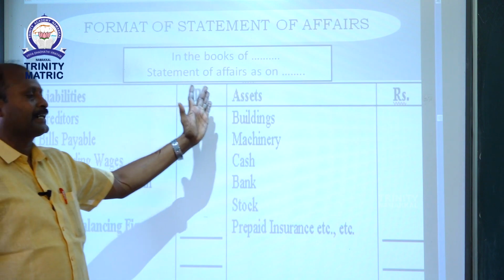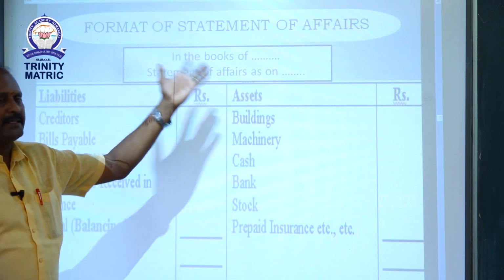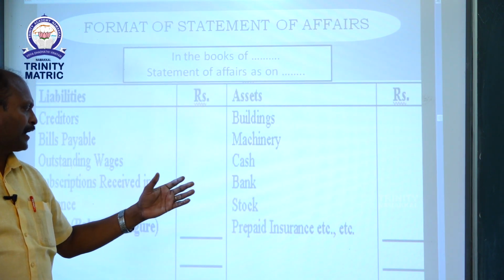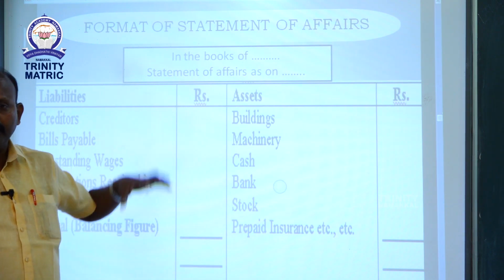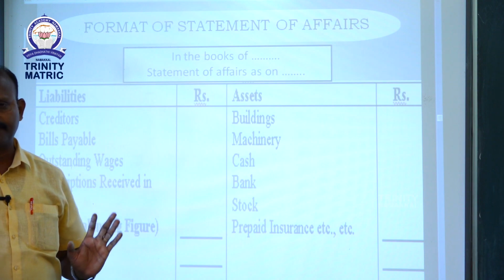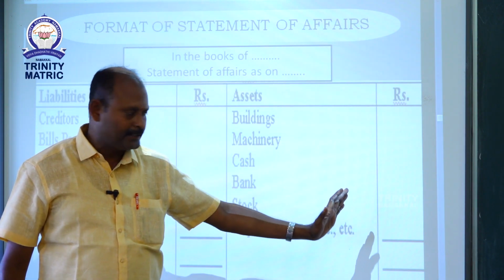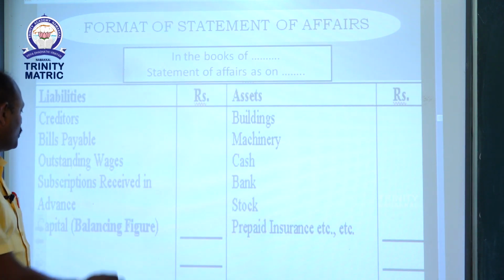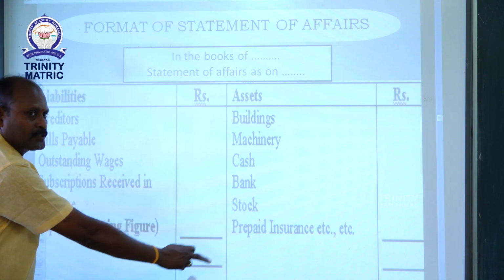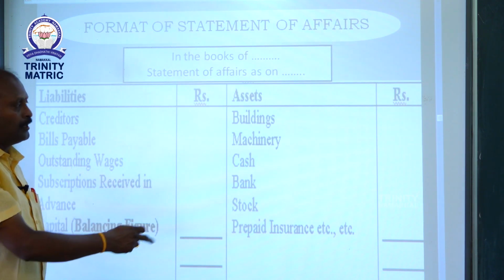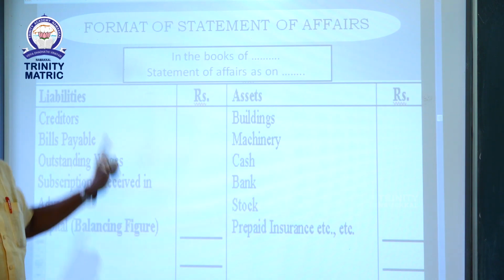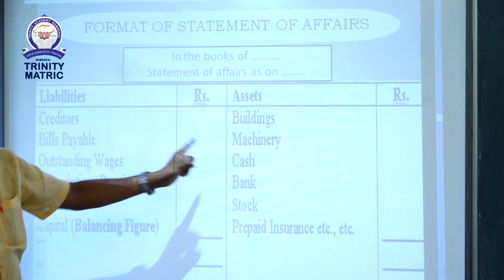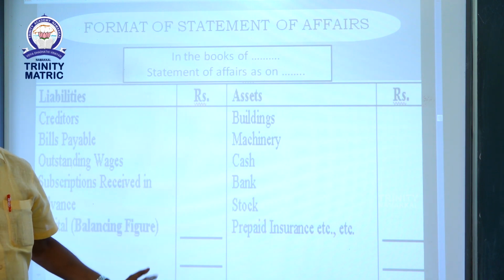And on the asset side, all the current assets and fixed assets appear: building, machinery, cash, bank, bills receivable, prepaid insurance, accrued income. All this information is recorded on the asset side. Always the asset side is greater than the liability side, so the difference amount is the balancing figure. The difference amount is called capital. When you prepare the opening statement of affairs, the balance is the opening capital. When you prepare the closing statement of affairs, the balance is the closing capital. That is all.